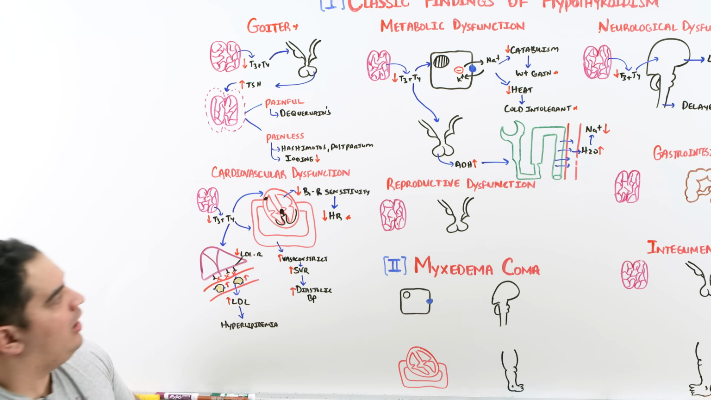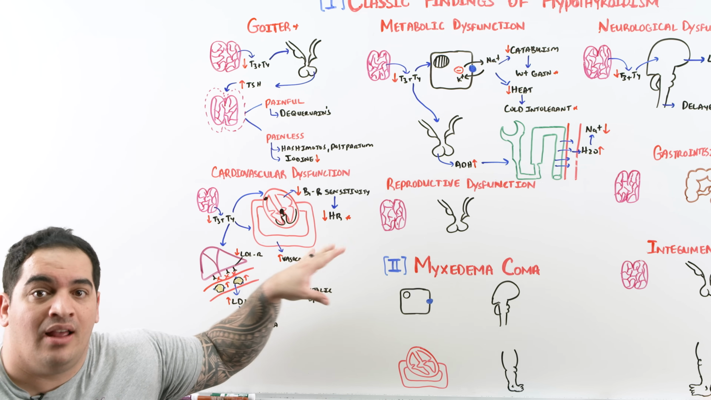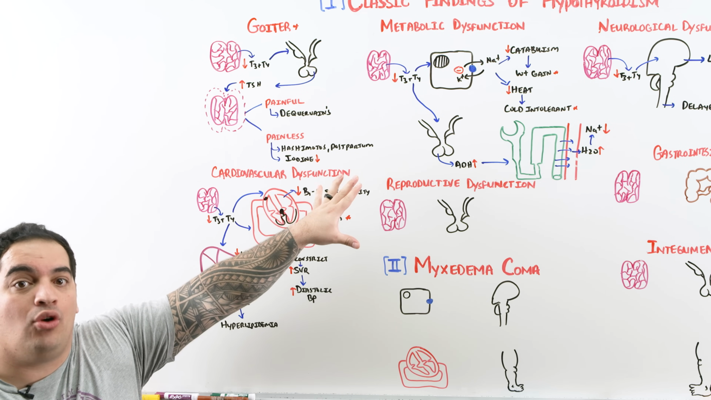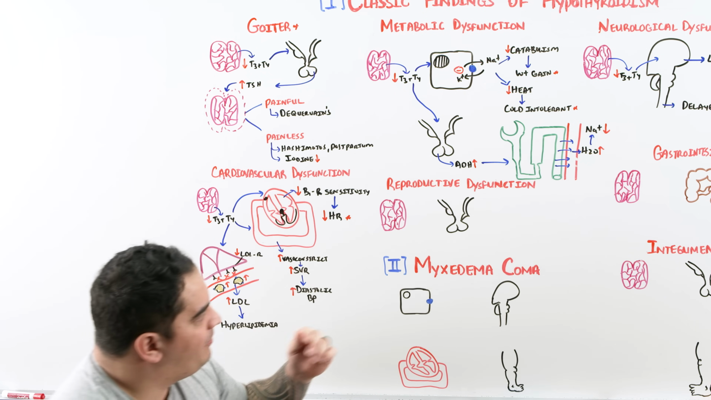Now, this is the cardiac dysfunction. So if I say a patient has bradycardia, they have lethargy and fatigue, they have delayed DTRs, they have weight gain, cold intolerance, and a goiter, you think hypothyroidism. Let's add another one. This one's interesting.